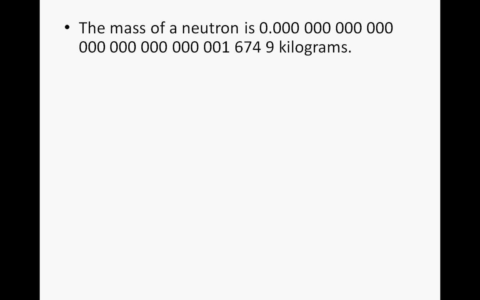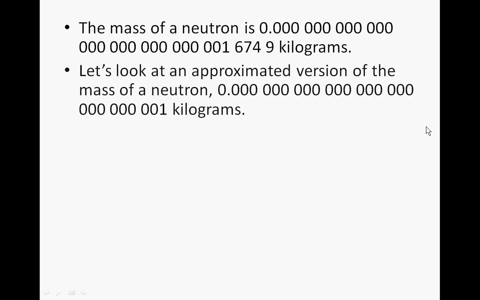Alright, here's another example. The mass of a neutron is, and I'm not even going to try to figure out how to say this, but you can see how many zeros there are, and then 16749 kilograms. So let's look at an approximated version of the mass of a neutron. In here we had 3, 6, 9, 12, 15, 18, 21, 24, 25, 26 zeros, and here we have the same thing with 26 zeros and a 1. So we've just looked at the approximate version. We've dropped the 6749.